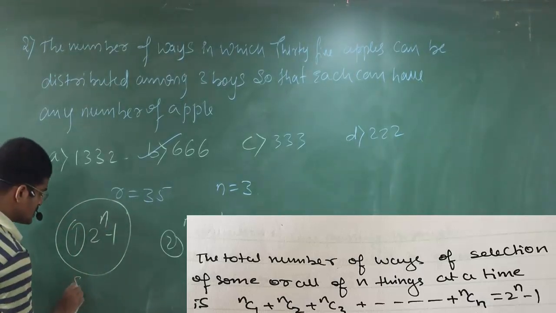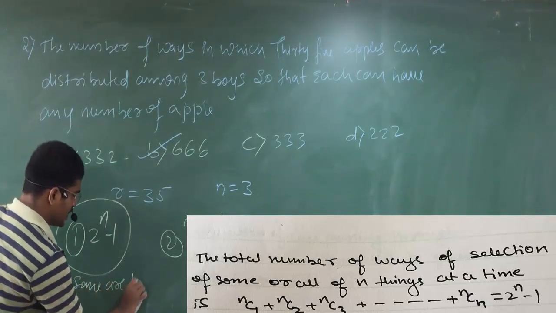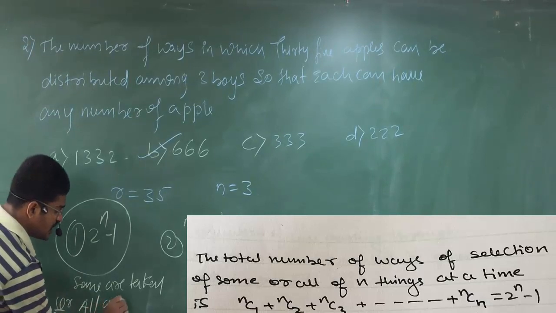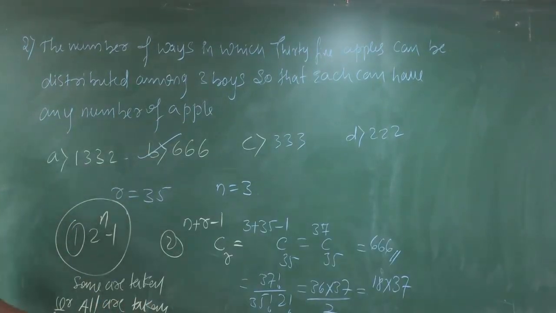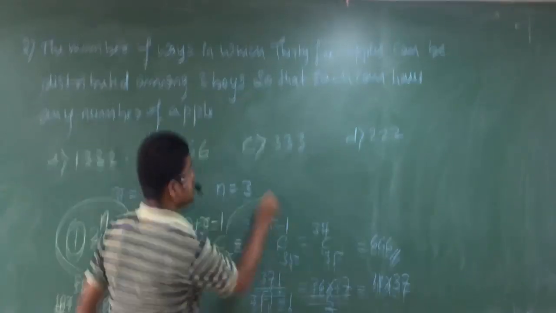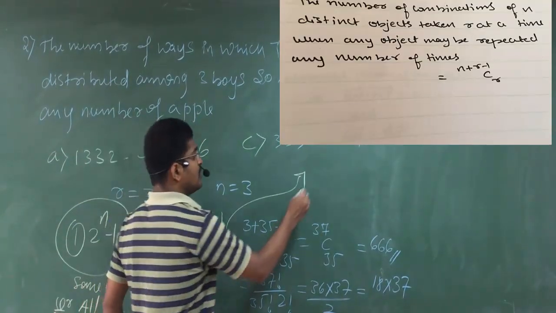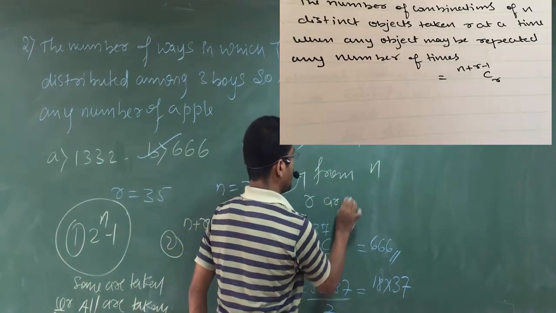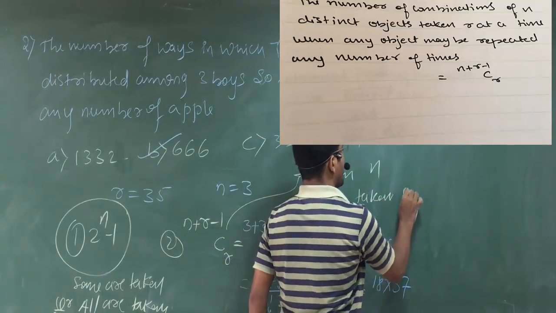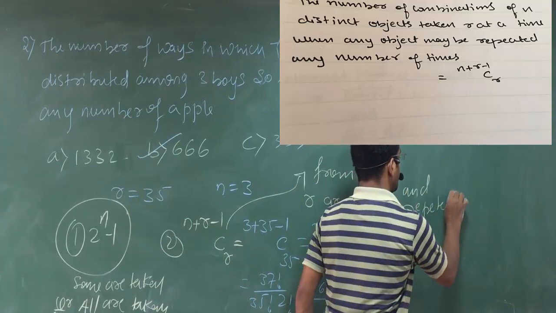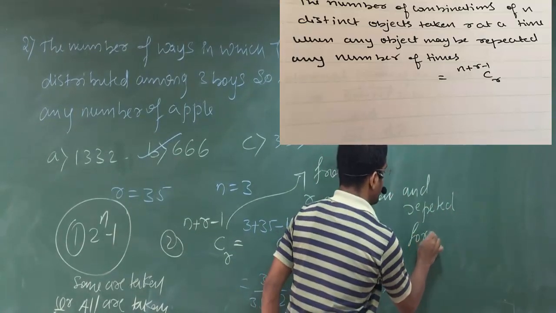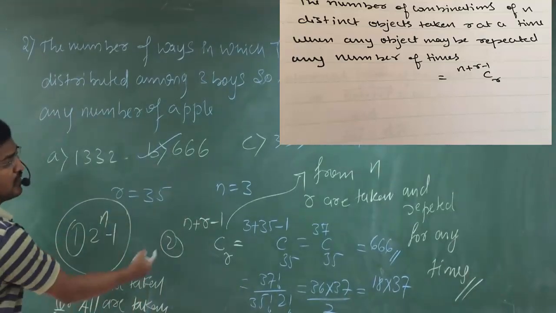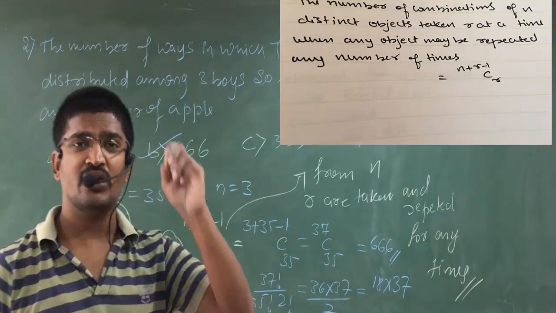In this, some are taken or all are taken. Some are taken, all are taken. In this second one, from n, r are taken and repeated for any number of times. These are two different formulas which you should remember with problems.